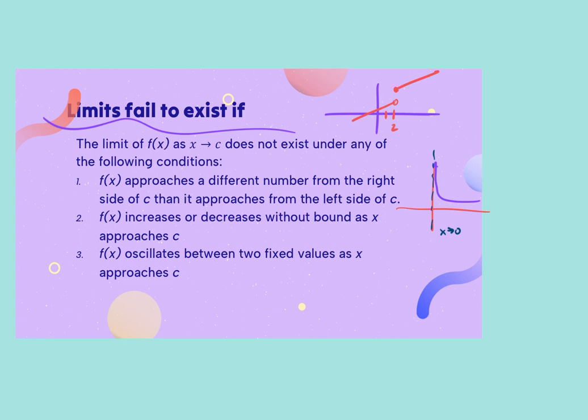Whether it's unbounded up or unbounded down or both up or both down, it doesn't matter. If one part of your graph as x approaches that value is unbounded, then we would say the limit does not exist. And then the last kind is if it oscillates between two fixed values.